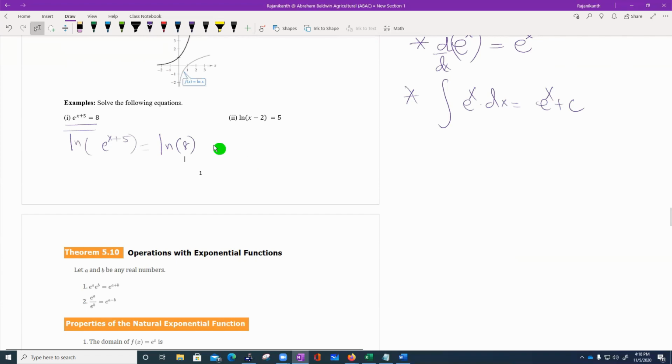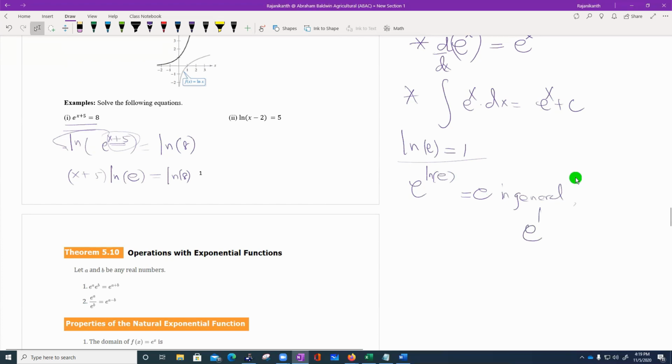Okay. Yeah. Now use the exponent property for log. The exponent inside should be pulled outside of ln. So x plus 5 times ln e equals ln 8. Am I right? Yeah. Okay, now tell me what is ln e? What do you think? 1. Very good. ln e is always 1. So if you plug that in here, that is e to the power 1, which is e. Oh, e. Right.